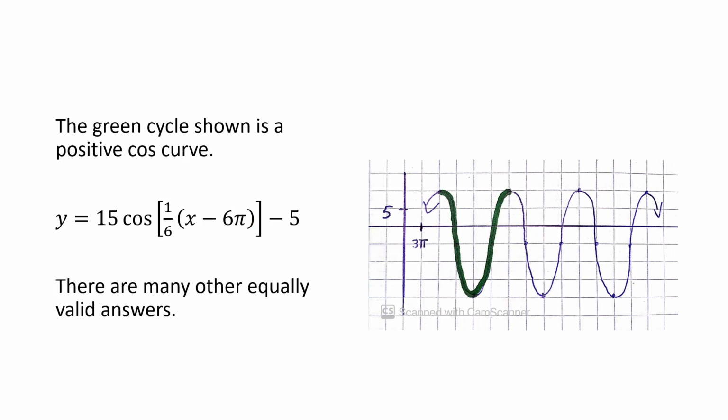Depending on how you see it, if you see it as a negative cos curve or a negative sine curve, the A value will be negative, but you'll have the same amplitude.